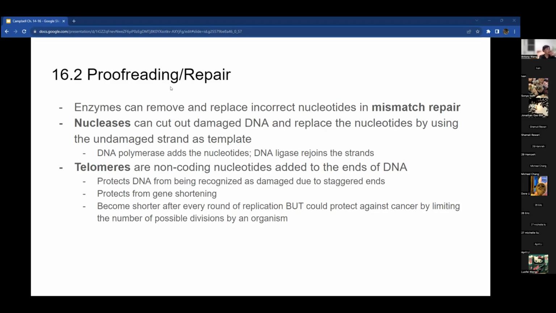Proofreading or repair. Enzymes can remove and replace incorrect nucleotides in mismatch repair. So DNA polymerases have an inherent mismatch repair system built in. Once they lay down a nucleotide, they can proofread for whether or not it's the correct match. If it's not, it'll remove it and try again. Nucleases can cut out damaged DNA and replace nucleotides by using the undamaged strand as template.